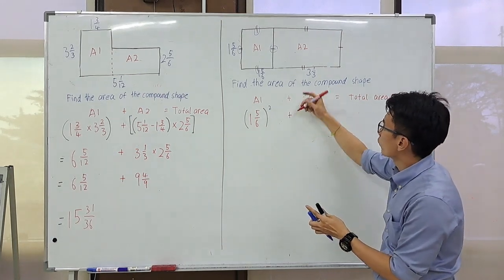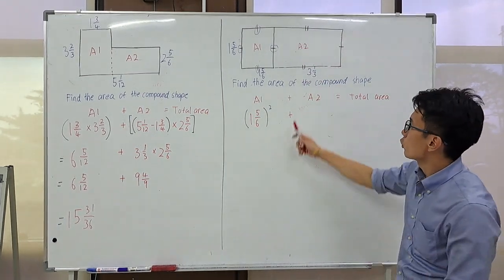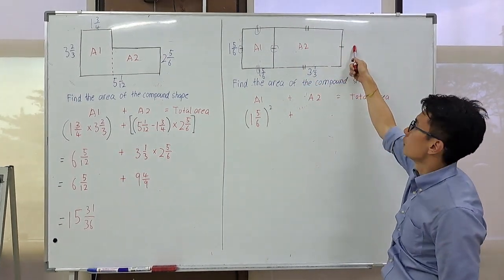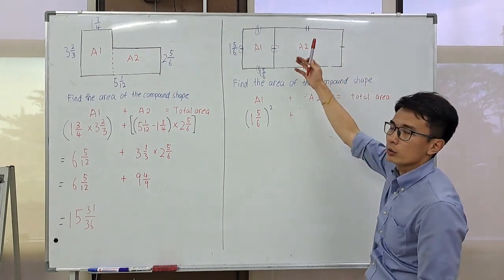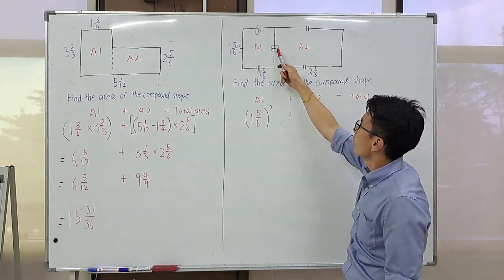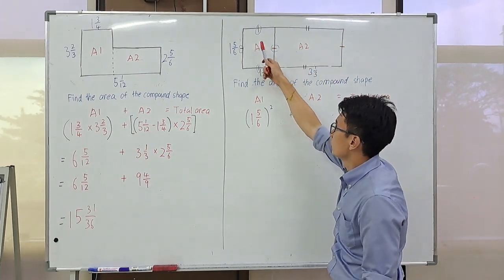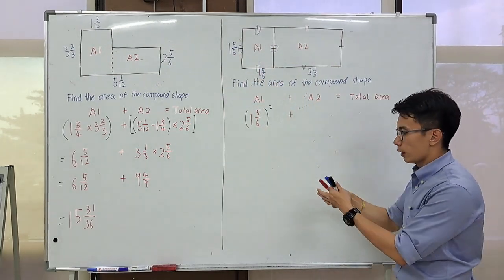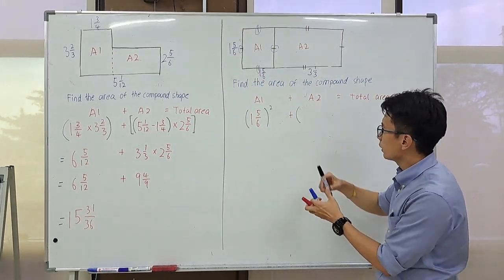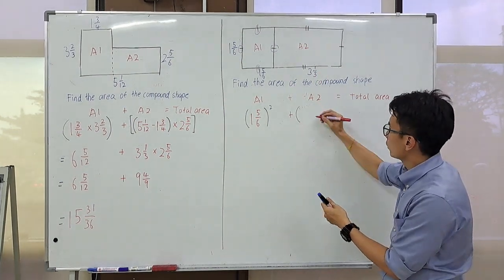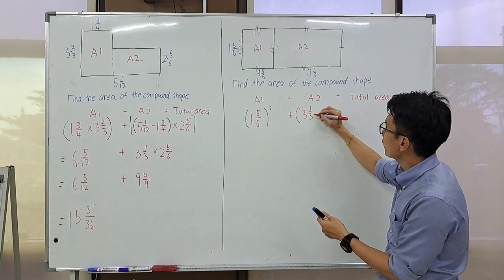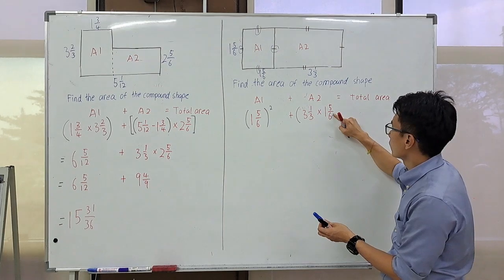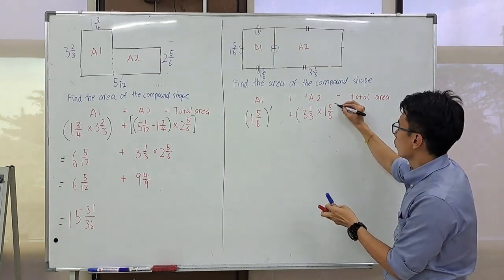For my area 2, that's a rectangle. So I'm going to have my base, which is this one, multiplied with the height. The height is not shown here, but we can find it based on the information from the diagram. Looking from the left, this has the same length as this, which has the same length as this. So the height over here is this one. Let me write that down. Again, I have my bracket here. My base is this one, so that will be 3 1/3, and I'm going to multiply it by my height, which is 1 5/6. Then I close my bracket.